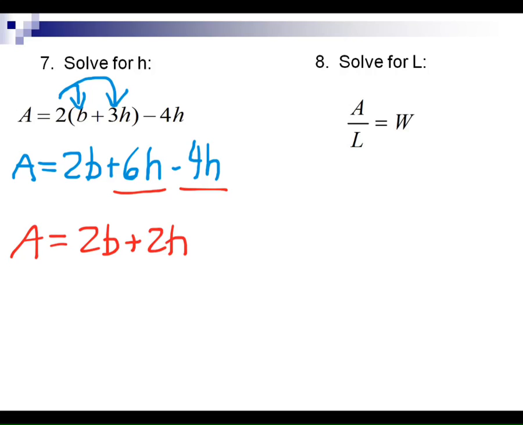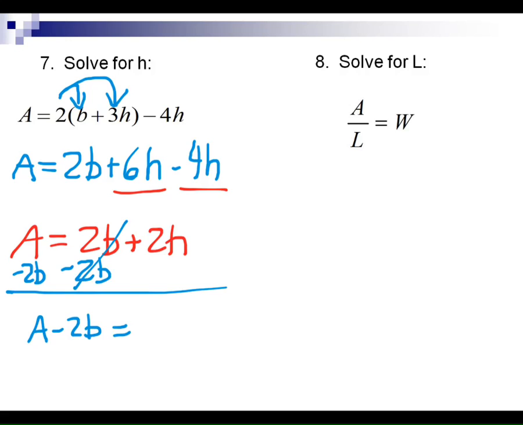So to move it to the other side, since it's positive, I would just subtract 2b from both sides of the equal sign, just like if it was a number. It just happens to have a variable with it. A minus 2b equals positive 2h. Finally, I want to undo that multiplication by 2. To get h by itself, I just have to divide both sides by 2.